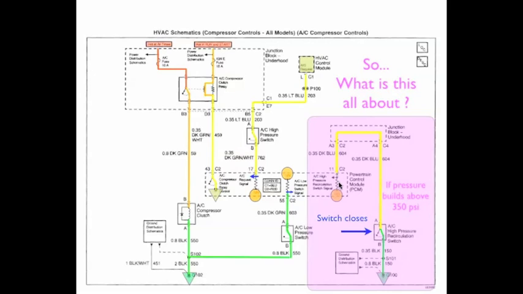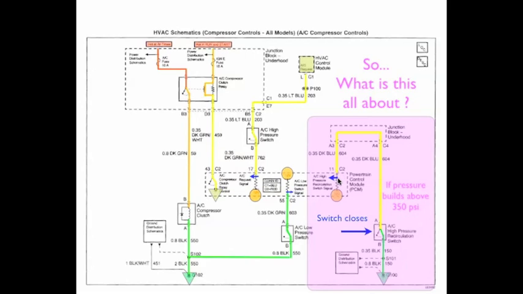Now we've got the same type of circuit here. There's already 12 volts there holding and waiting. It's going to go down through this resistor to find its ground, and then it's going to send a signal to the PCM that the AC system has high pressure. Now we know that high pressure in an AC system is not good. It wants to try and keep that pressure low.